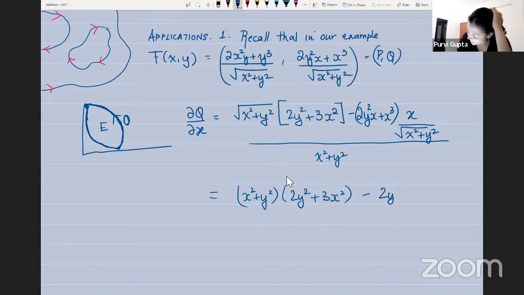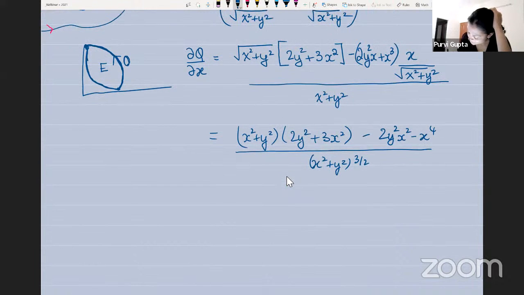So I'll get 2y squared times (x squared minus x to the 4). Hopefully this is all correct. And I get (x squared plus y squared) to the power 3 over 2. Okay. And let's just simplify this.